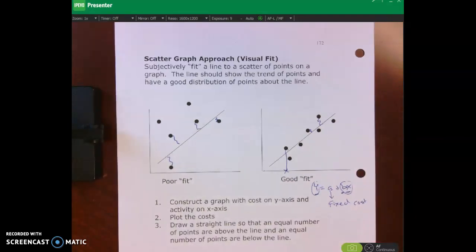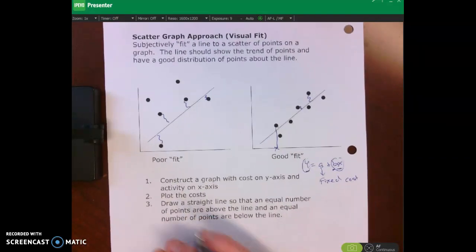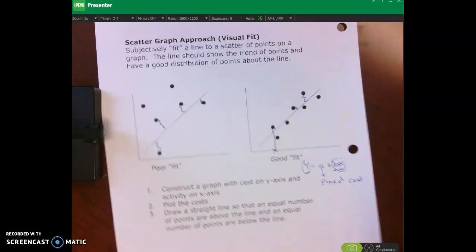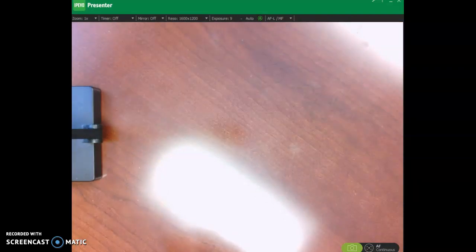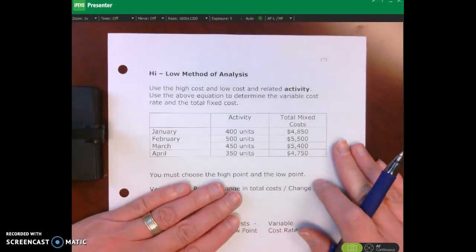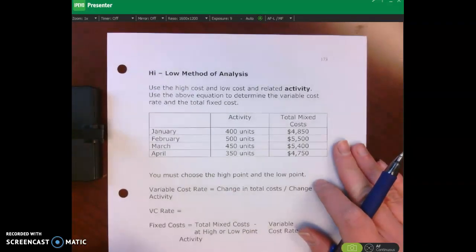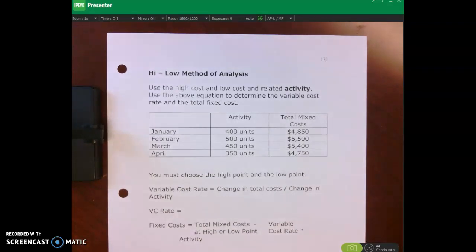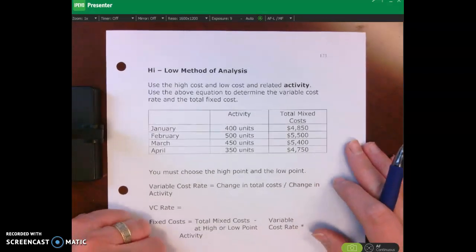So this again would not be an ideal technique. Okay. Let's talk about high-low, which is another way to estimate cost. So what I just talked about with the scatter graph is one other way to estimate cost. We talked about account analysis. We talked about the scatter graph approach. Now let's talk about high-low.